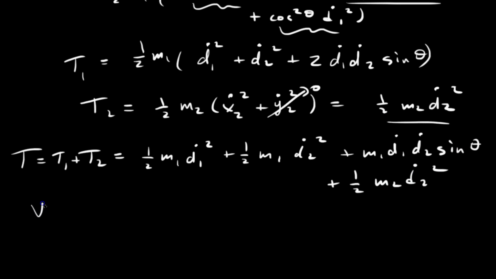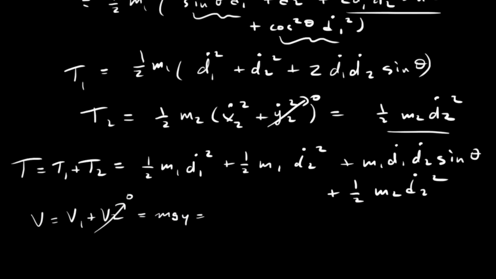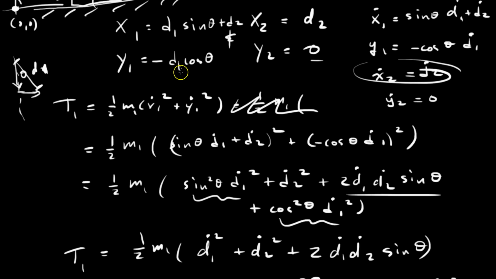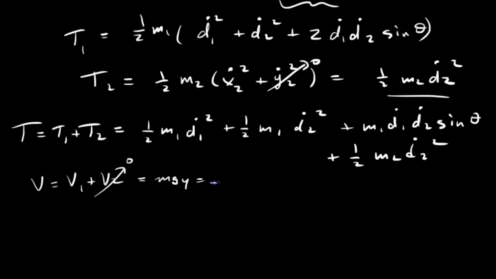Okay, what's the potential energy? Well, it's going to be V1 plus V2. Potential energy of the incline is 0. It doesn't move. Potential energy of the first one is just mgy. And I forgot, what is y? Y is negative d1 cosine theta. So negative mg d1 cosine theta.